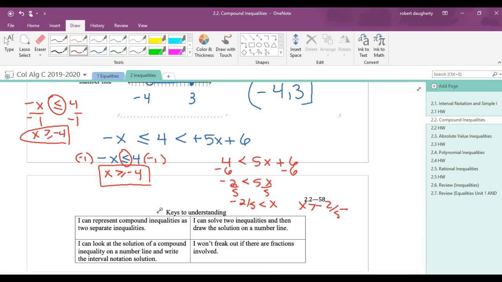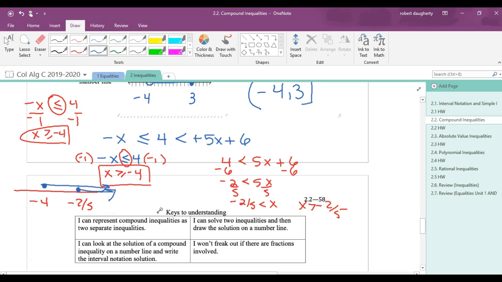So this one's a little bit complicated. X is greater than or equal to -4, and x is greater than -2/5. So on a number line, you've got -4, -2/5. So I've got this condition, and then greater than -2/5, I've got this condition. Okay.